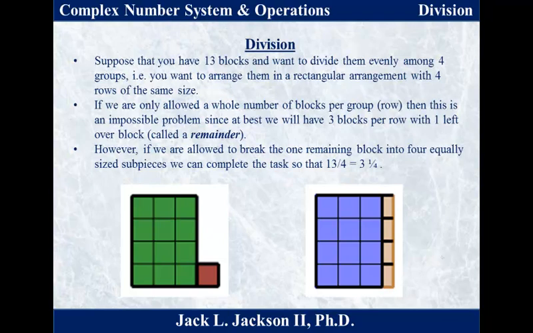But what if we have 13 blocks and we want to divide them evenly among four groups? So the idea is you want to take 13 blocks, make them into four groups, and it's got to be the same in each group. Same thing as saying we want to arrange those 13 blocks in a rectangle, and it's got to be four tall, and each row has to have the same. Well, if you're only allowed to do this in natural numbers, this is an impossible problem. There's no way you can get it. In fact, the closest you can do is to get three blocks per row, but then you've got this one block left over that we call a remainder.